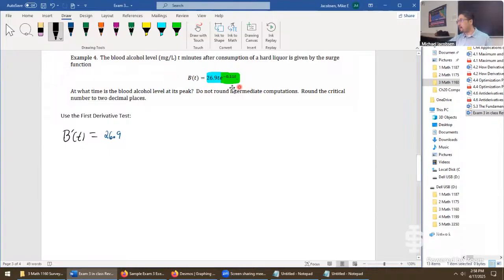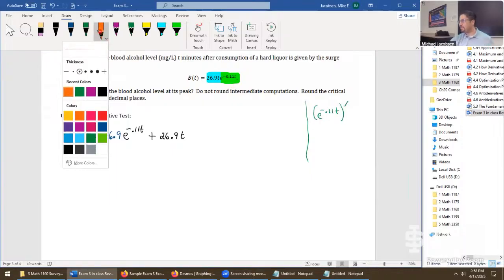Product rule says you copy down the second factor. So e power negative 0.11t gets copied in, plus on the product rule. Now this time, for the second term, copy the first factor, 26.9t. Then differentiate the second factor. That's one where you probably want to be a little bit more careful. Let's do the derivative on the margin. E power negative 0.11t prime. Okay, we're taking its derivative.